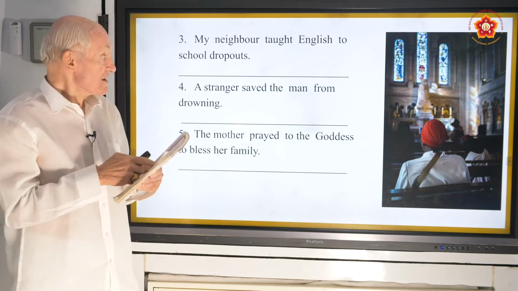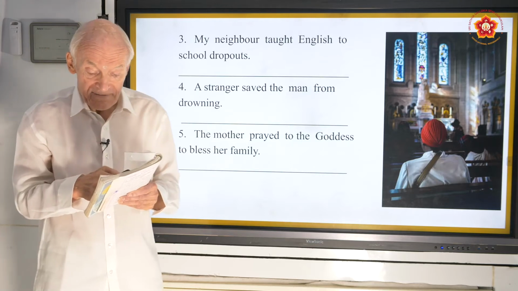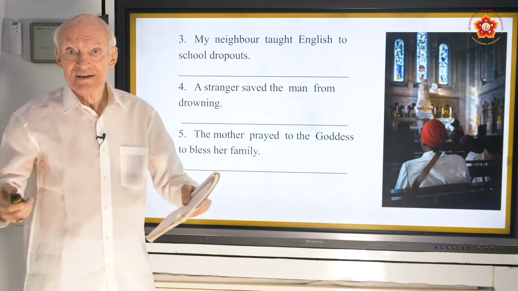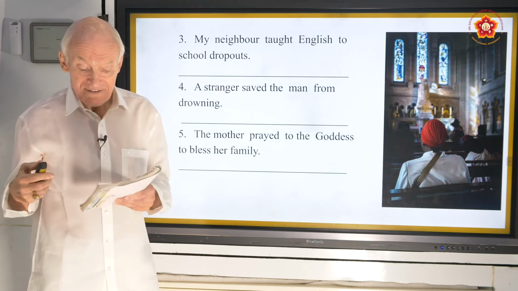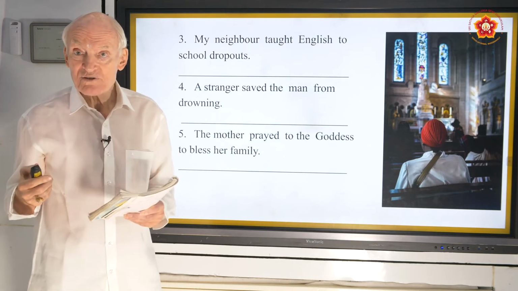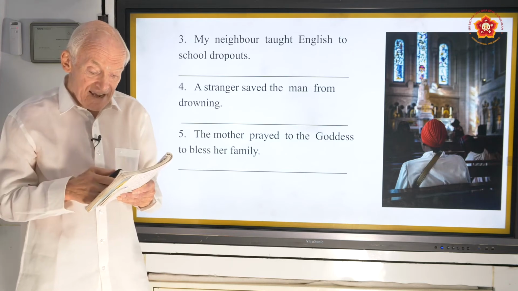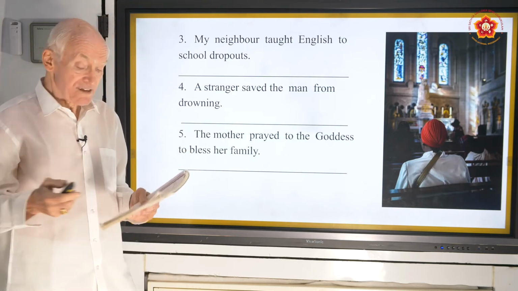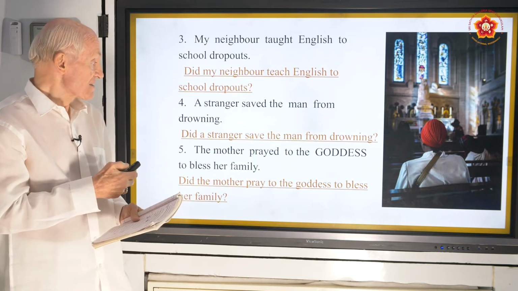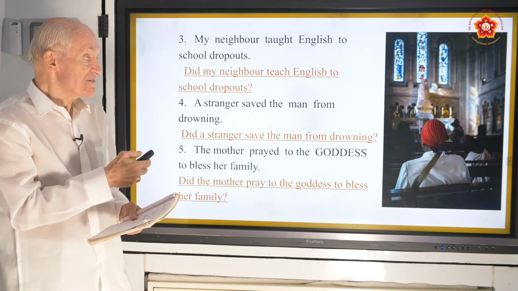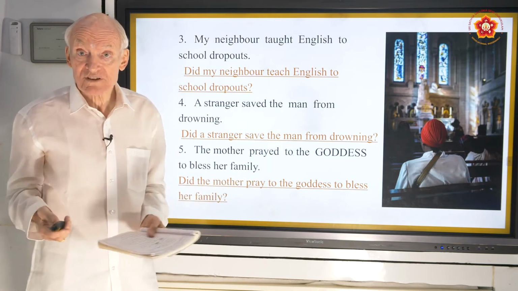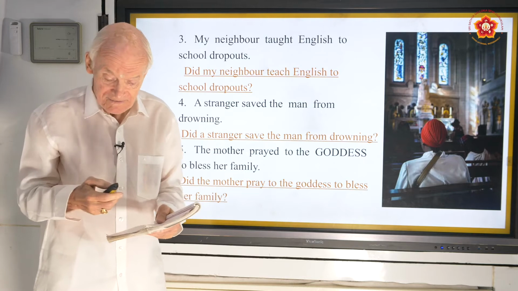Next question. A stranger saved the man from drowning. This is in the past. He had jumped in, he risked his own life, but he saved the man from drowning. So the question we ask is, did a stranger save a man from drowning? We heard about the incident, but we want to make sure that's correct. So did a stranger save the man from drowning? A person this person didn't know jumped in and risked his own life to save him from drowning.